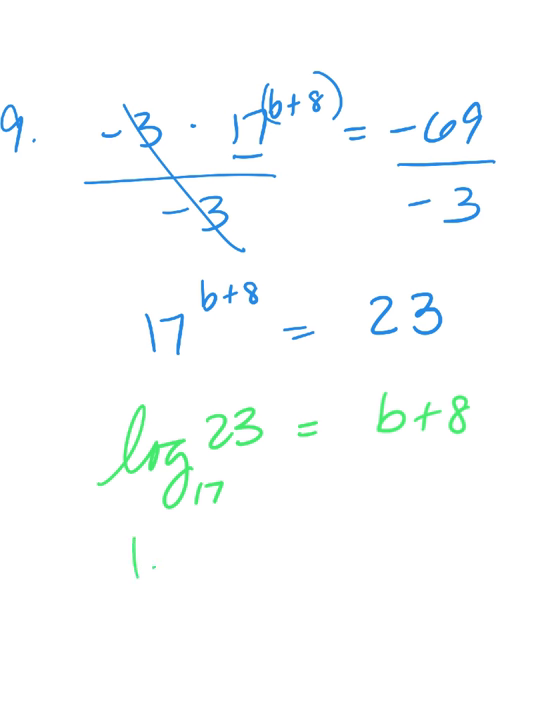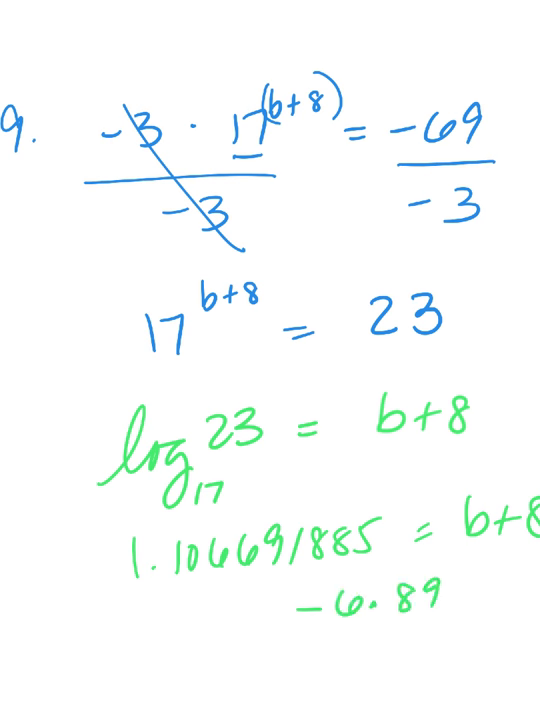So we get 1.106691885 equals b plus 8. So we've got to subtract 8 from that. And we get negative 6.8933 is your answer to 4 places.